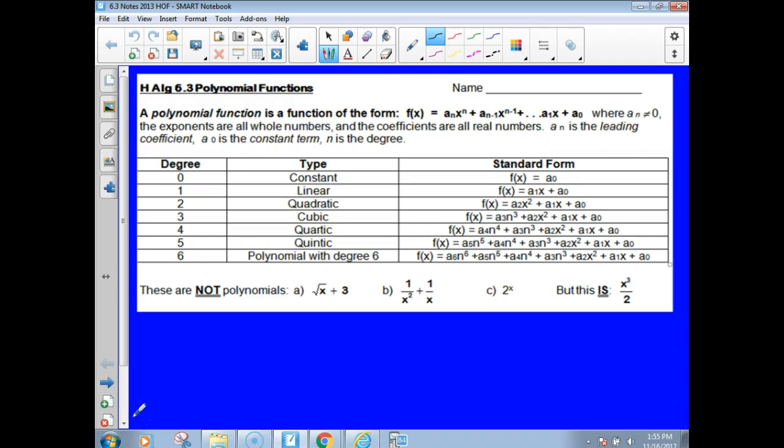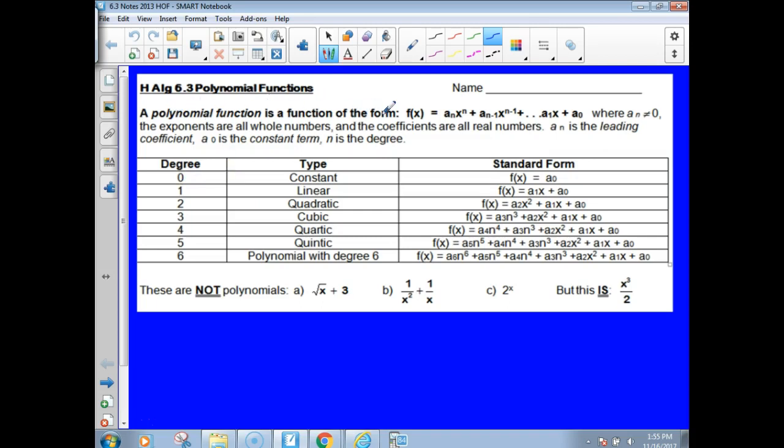Okay. Then you've got, if it says degree, now what do I mean by degree? So we're going to talk about different things besides quadratics and lines. So we're going to need to know what the degree of the equation is. It's the highest power. Okay.